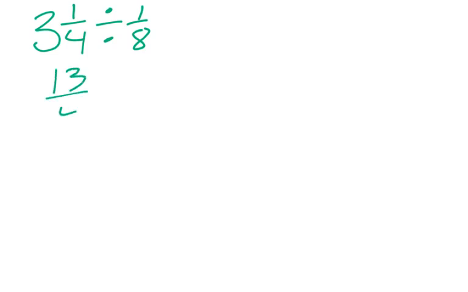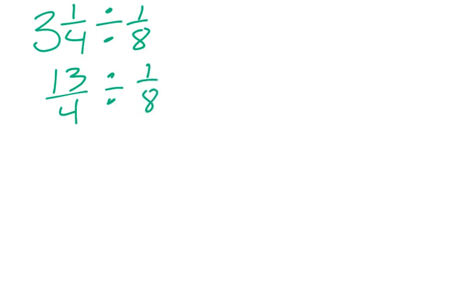So if I have 3 1/4, and I want to divide it by 1/8. So I'm hoping you know that the common denominator here is 8. So I'm going to change this to improper first, since we're going to have to do that anyway. So 3 times 4 is 12, plus 1 is 13. So this would be 13/4 divided by 1/8.